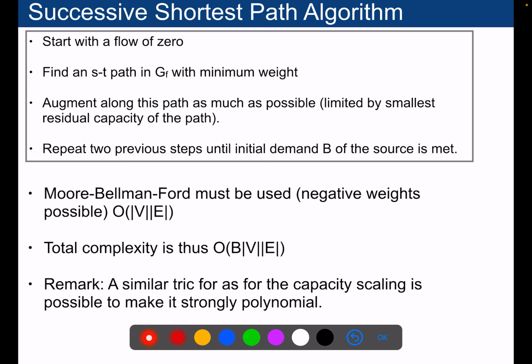For solving that problem, finding a path in the residual graph with minimum weight, you cannot use Dijkstra, because you can have negative weights. So instead, you can use, for instance, the Moore-Bellman-Ford algorithm. So the final complexity is this one. And you can use a similar trick as the one we have seen before for the capacity scaling to make it polynomial.